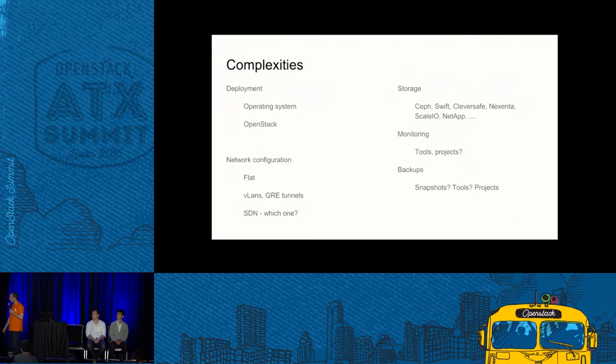Likewise, network configuration, every different OpenStack cloud has a different network setup. Storage, lots of choices there. Monitoring. People use Nagios, people use Icinga, or the tool of their choice. But likewise, different projects emerge that sit in the big tent around monitoring. How do you navigate that to choose the one you want? And then backups, snapshots, tools, projects, again, different ways to do it.